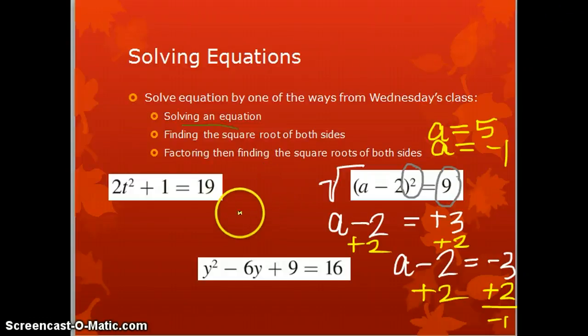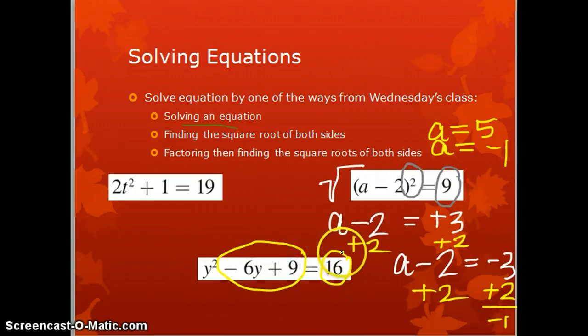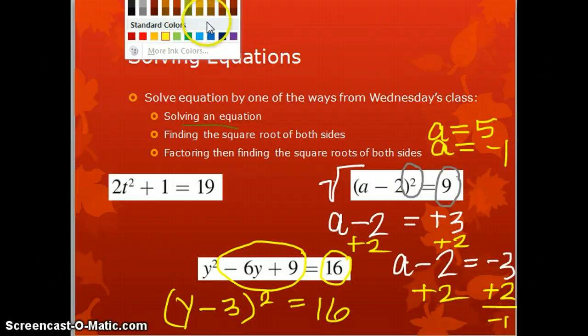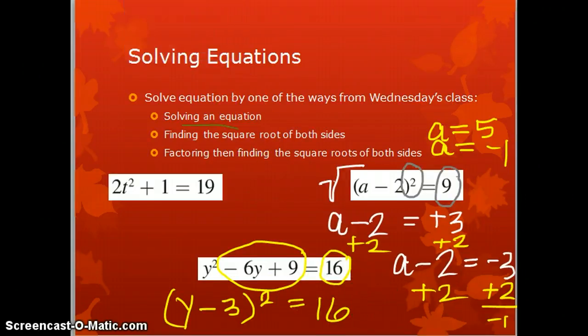The last way we looked at was that we were given what appeared to be something that we could factor. And this is where I said that you can look at this and determine how many solutions it's going to have. We have a perfect square here, and this is going to end up being a perfect square because 3 times 3 gives me 9, and 3 plus 3 gives me 6. So what I have is y minus 3 squared equals 16. And then our format is now exactly like what we had in this example.